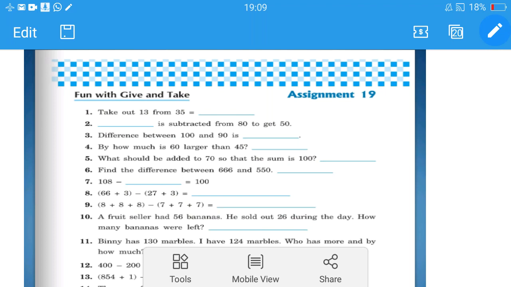Up to now, we have completed subtraction with regrouping and without regrouping. And we have also done word problems based on subtraction. Now today we will solve some worksheets based on subtraction.